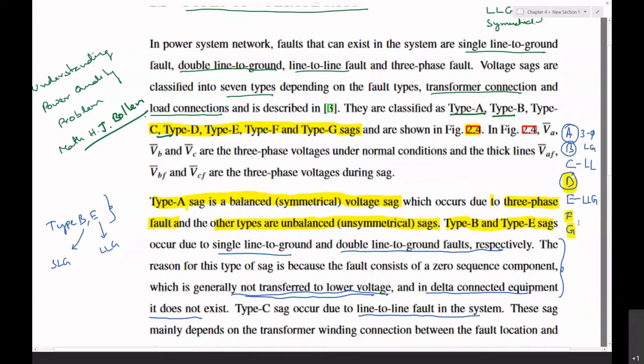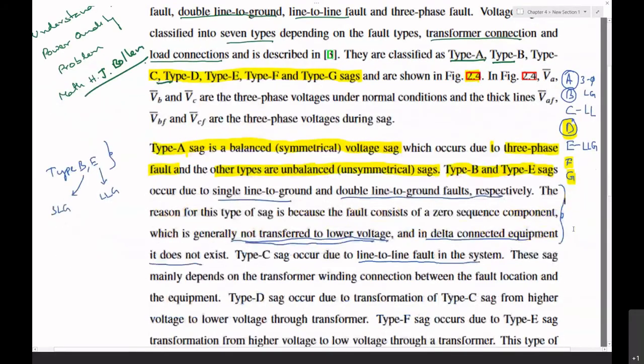These particular D, F and G sags are all because of the transformer connection and also the load connection. These sags mainly depend on the transformer winding connection between the fault location and the equipment.